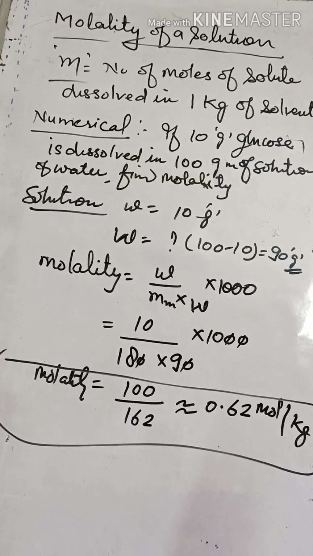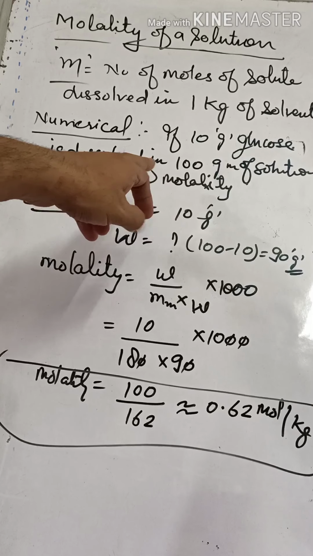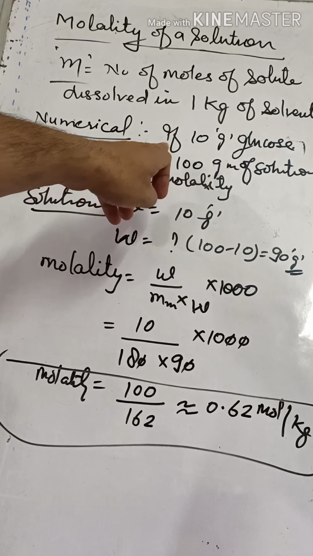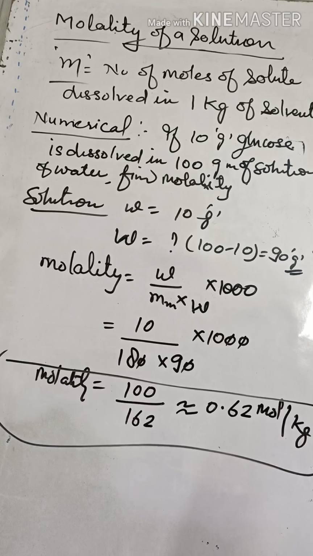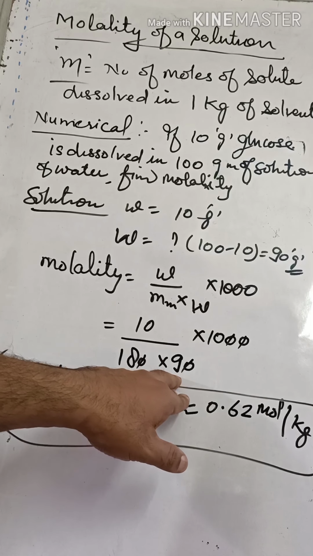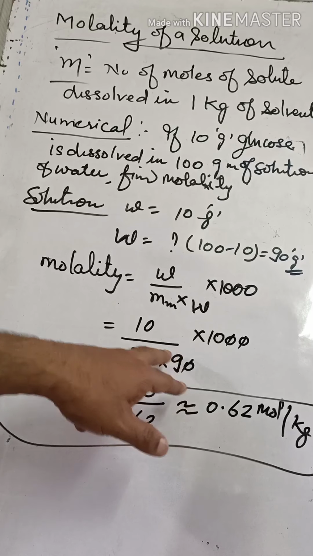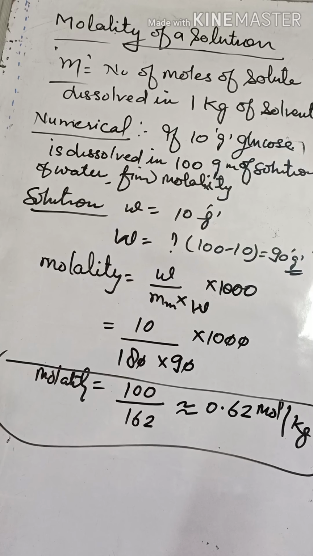Remember, sometimes you may be given amount of solvent. Suppose 10 gram glucose dissolved in 100 gram of solvent. Then in place of 90 we will take 100. Remember, in this case amount of solvent is given, amount of solute is given, mass is given.